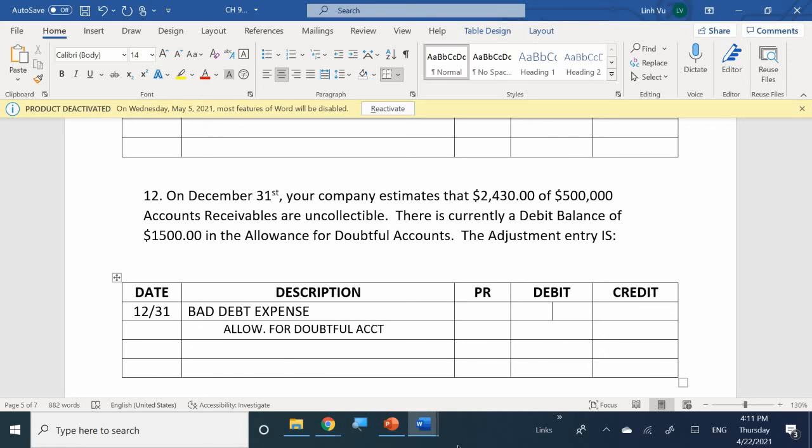Okay. So in this case, if I do care about what my balance is, how does that determine how much bad debt I am going to write off? You add the 1,500 to the 2,430. Good. So that gives us a total of 3,930.